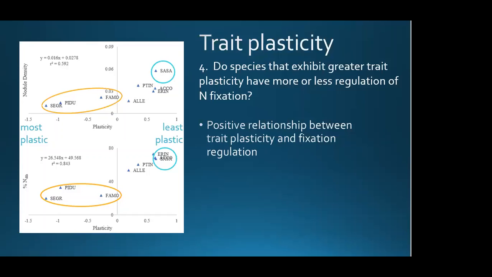Sasa, circled in turquoise, again, the low risk, has the least trait plasticity but the greatest nodule density and percent NDFA. SEGR, FAMO, and PIDU, circled in orange, have high trait plasticity and low nodule density and percent NDFA, or high regulation. In other words, the species that have the most plasticity regulated fixation the most.